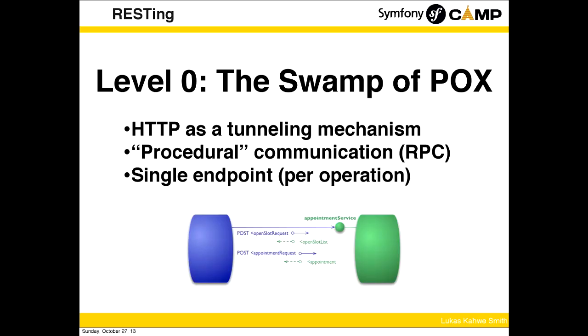So level 0 is the Swamp of POX. I don't know if you know what the word pox means, but it's a pretty bad disease. So this is not where you want to be. Basically, if you're at level 0, you're using HTTP, but you're just sending big chunks of blobs back and forth, and you're not really using any of the actual features of HTTP. You're just using it as a tunneling mechanism. So this is a procedural approach to using HTTP.